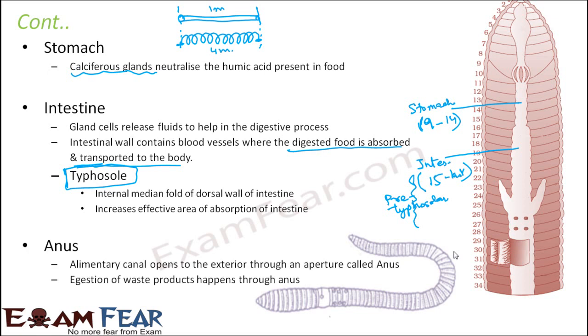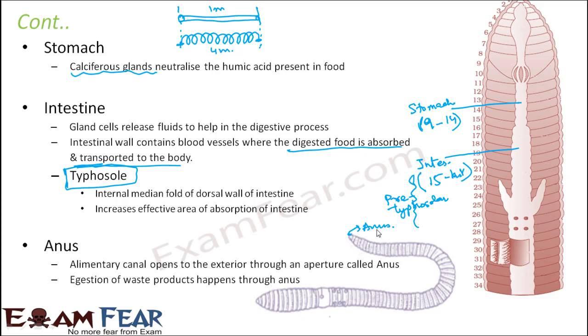Now the digested food is absorbed. But what happens to the undigested food? Because there will be some particles which the body is not able to digest. So that needs to be thrown out of the body because that is waste for body. The body does not need it. So how do we remove them from our body? Through anus. So the alimentary canal or the digestive tract, it opens to the exterior through an aperture called anus. So egestion of waste products happen through anus. So if this is your earthworm, this is the anus. So all the waste materials are excreted through anus. Right? So I hope this is clear.